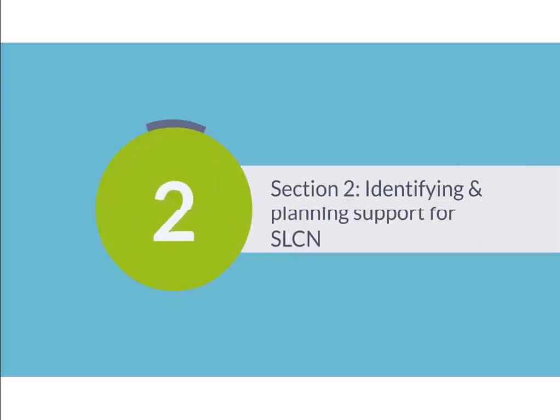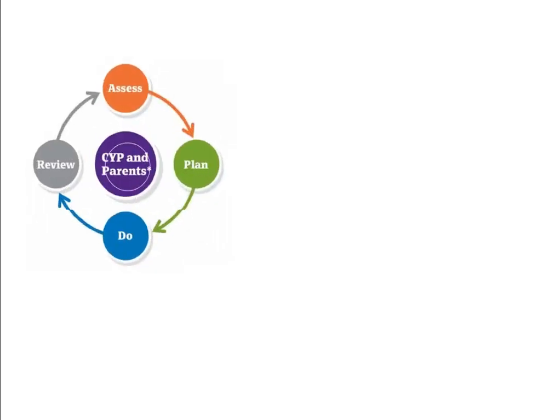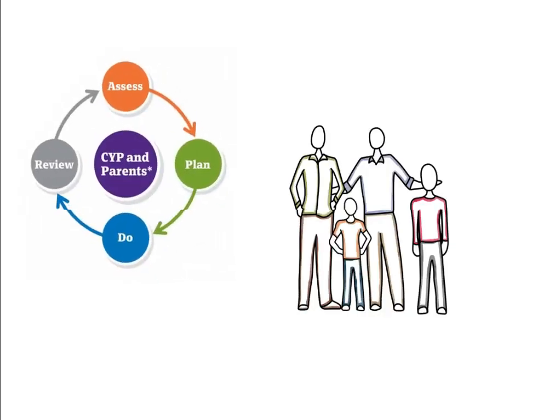Section 2. Identifying and planning support for SLCN. This section of the toolkit focuses on the Assess Plan Do Review cycle. It gives guidance on how to identify children and young people with speech, language and communication needs, how to involve children and young people and their parents, and how to create person-centred outcomes.